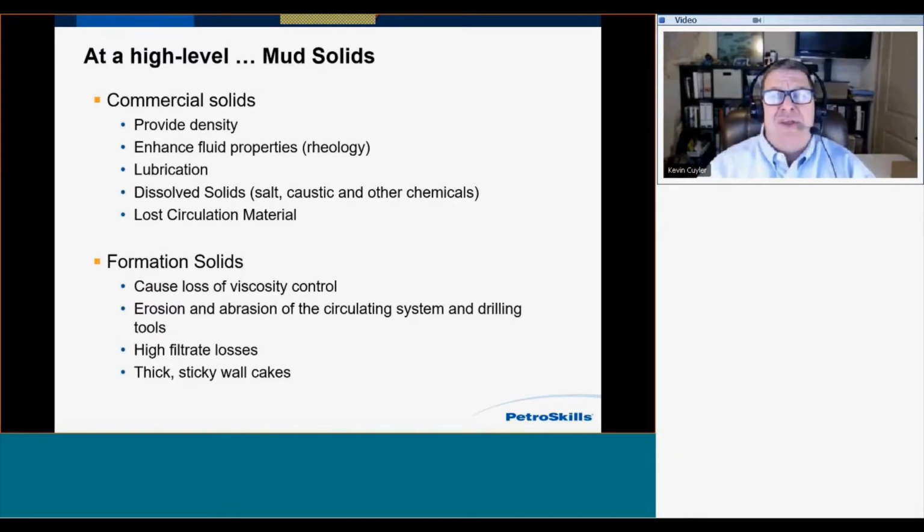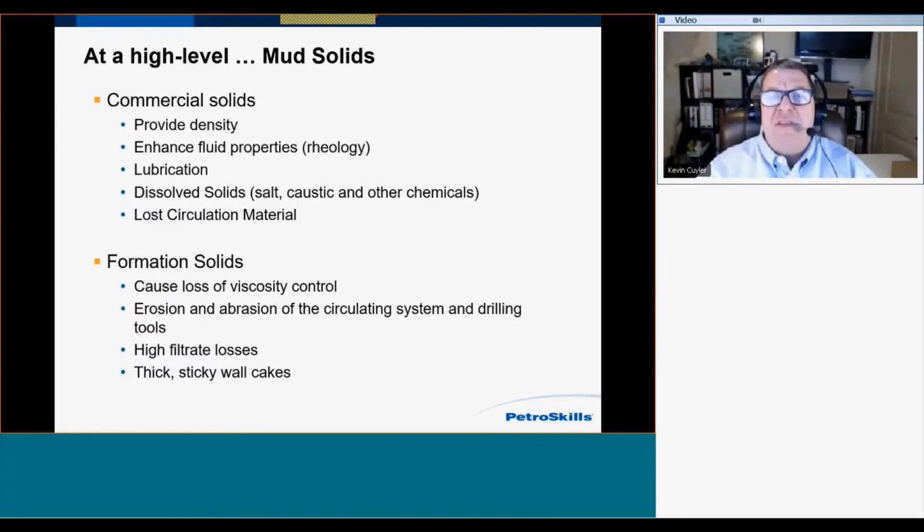We also have solids that are what we call dissolved solids, and dissolved is probably a little bit of a misnomer because they're solids when they're on the surface, and once we add them to the system, then they dissolve. We talk about salt. Salt will go into solution. It'll solubilize in water. We talk about caustic. We add caustic to our system, then we mix it with water. And any of the other chemicals that really are solubilized.